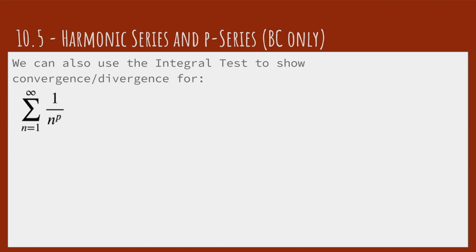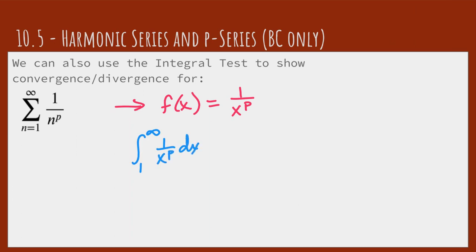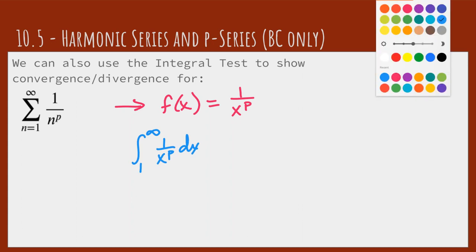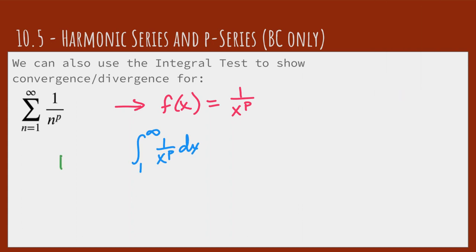Also, since p is a positive number and the denominator is increasing, then that means the terms are decreasing and the integral test will apply. So the associated function then is going to be f of x equals 1 over x to some power. So let's look at the integral from 1 to infinity of 1 over x to some power with respect to x. And I'm going to do this assuming that p is not equal to 1.